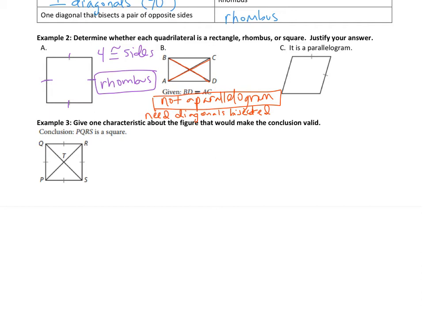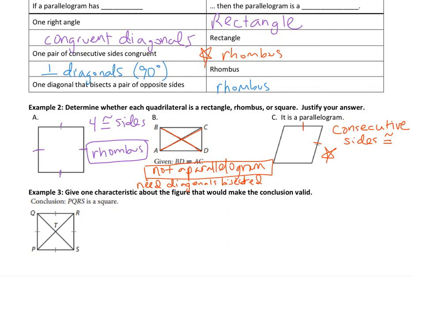So letter C, it says it's a parallelogram, and we have that these consecutive sides are congruent to each other. So knowing that, I want you to fill in what type of parallelogram this will be. If you look up in our chart, right above this, we have it mentioned right here that if one pair of consecutive sides are congruent, then it is a rhombus. So your answer should be rhombus, just like up there.